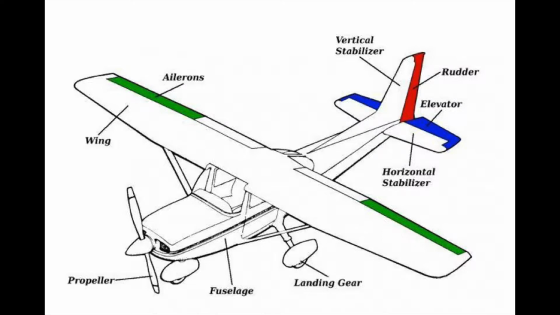So let's work our way from front to back on the aircraft. Here in this image, we can see the overall structure. In the front, we have the propeller, and attached to that is going to be our fuselage. Underneath our fuselage, we have our landing gear, and we also have our wings. Next, we have our ailerons, our horizontal stabilizer, vertical stabilizer, elevator, and our rudder.